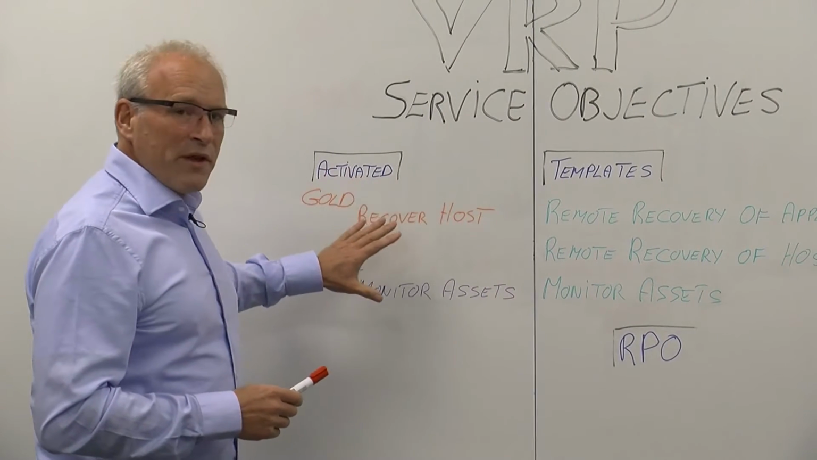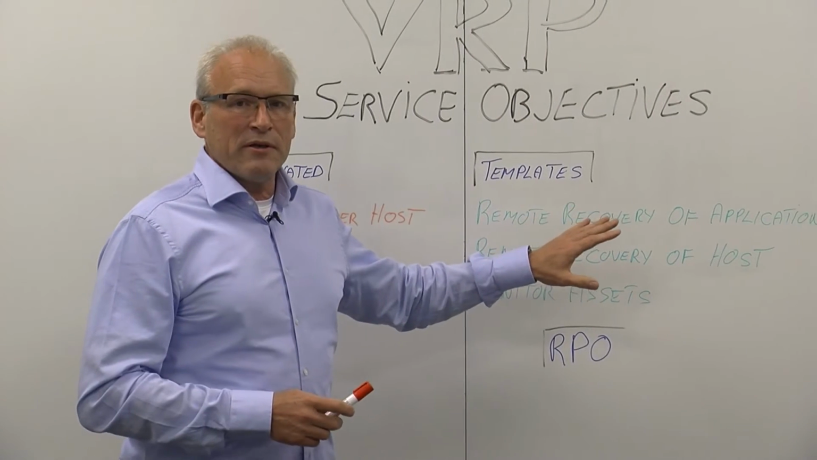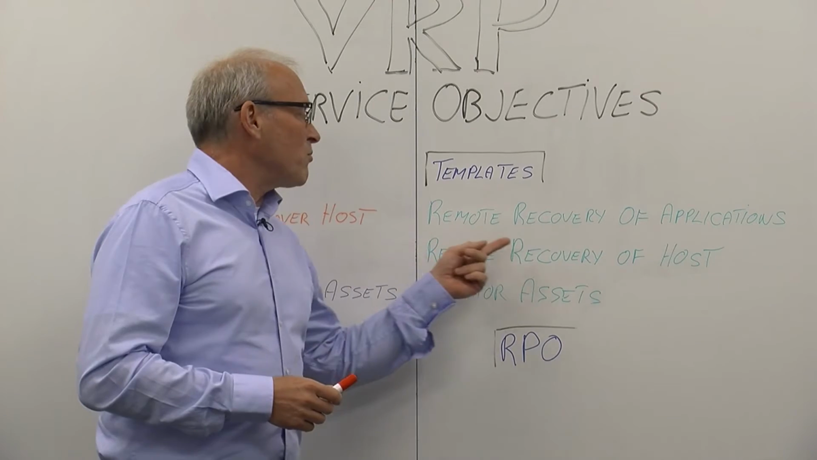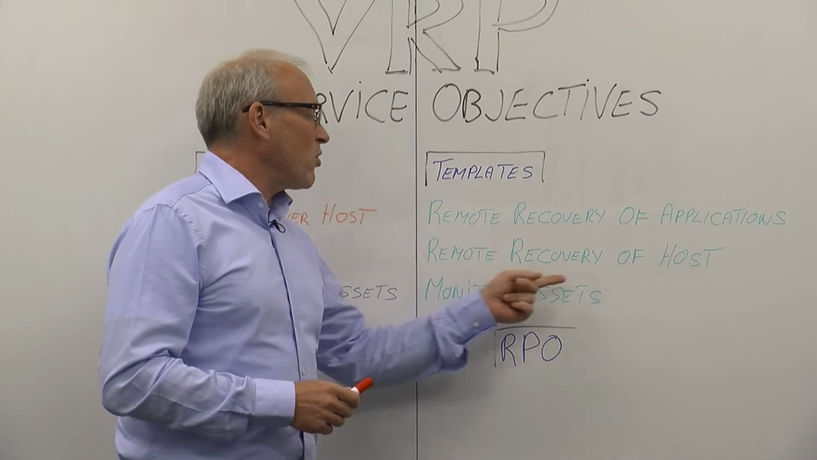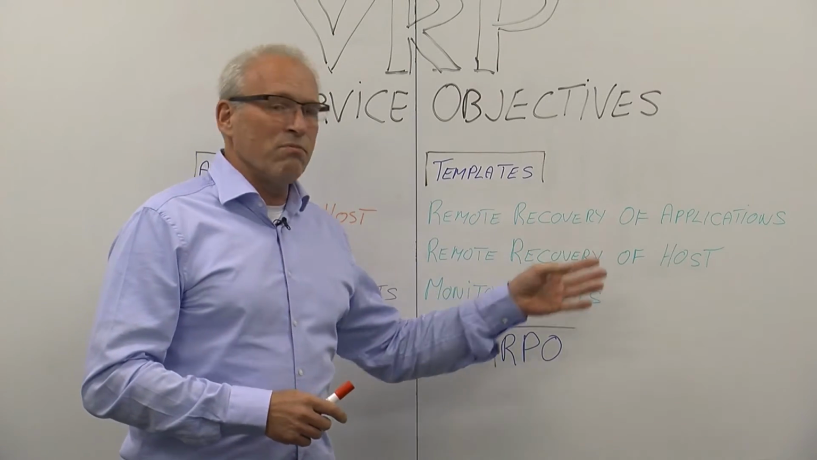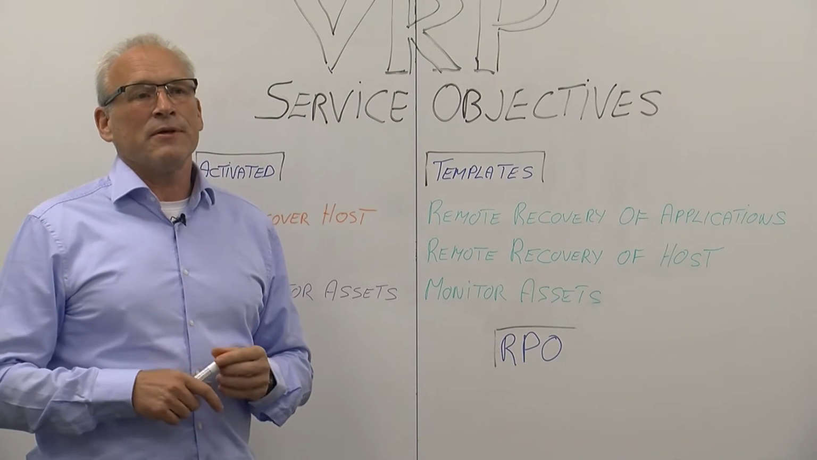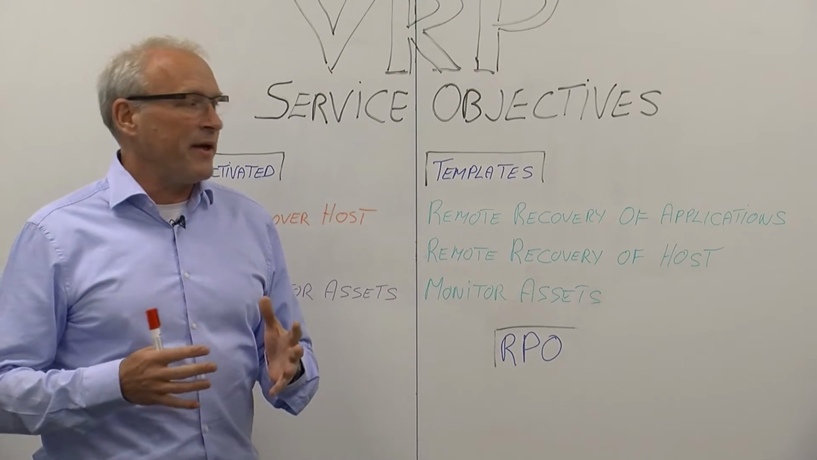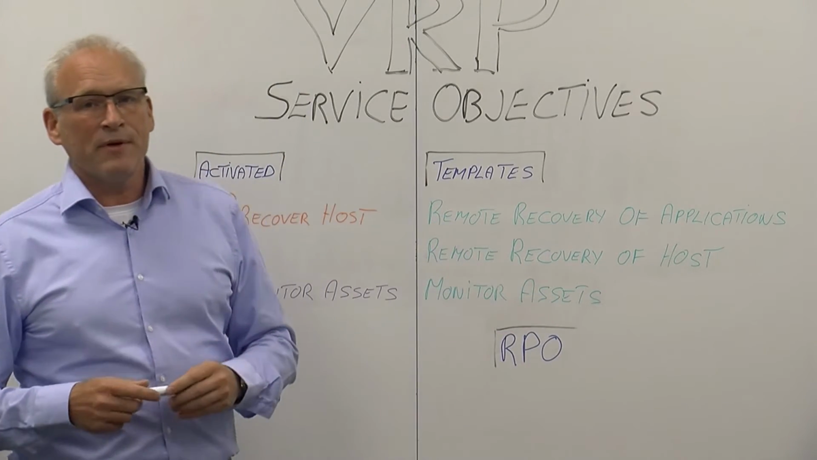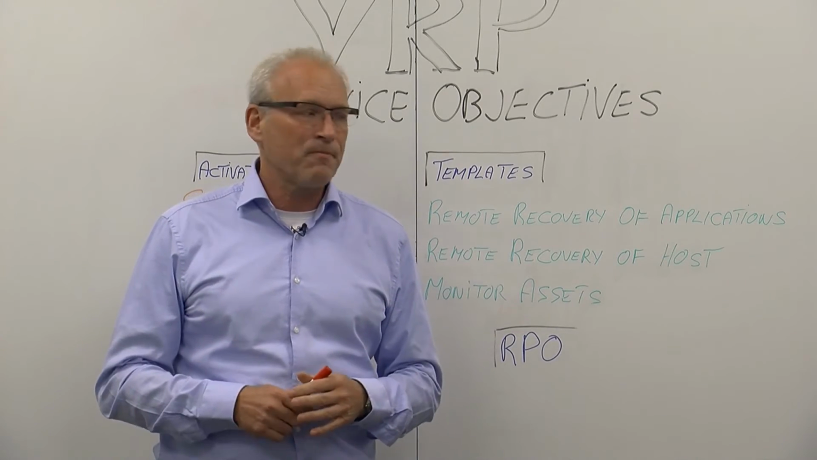If you want to have more than these two, then we have some templates where you can define your own service objective. We have one called remote recovery of applications, and remote recovery of host. These two are the same as the protected, and that's where you can do migrate, rehearsal, takeover, rehearsal cleanup, things like that. The last one, monitoring assets, again, is the unprotected resiliency group, so it means that you can only start and stop an application.